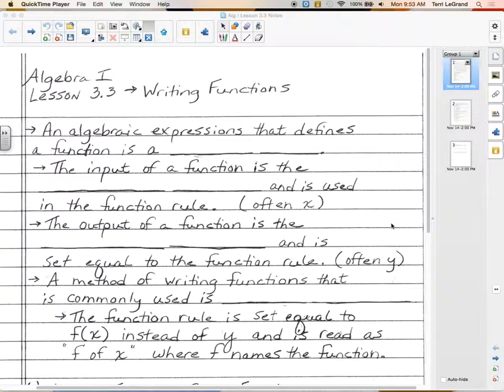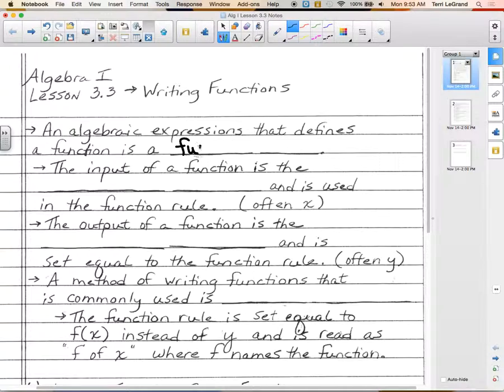If each x value has its own y value. Okay, so if each x value has only one y value, then it's a function. Okay, so if we have an algebraic expression that defines a function, we call that a function rule. So when you're asked to write a function rule, you're really being asked to write an algebraic expression.